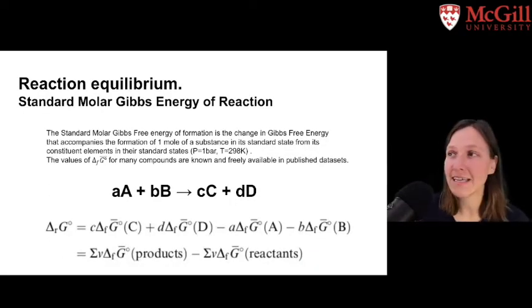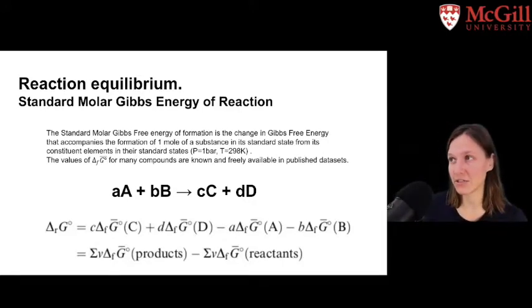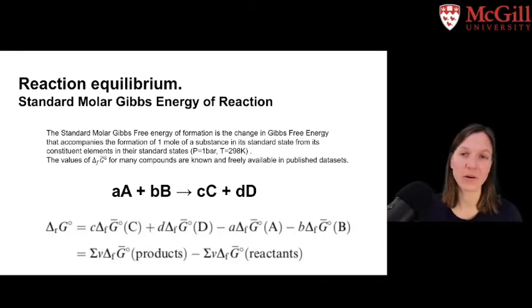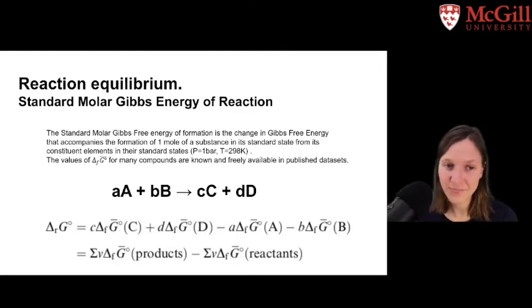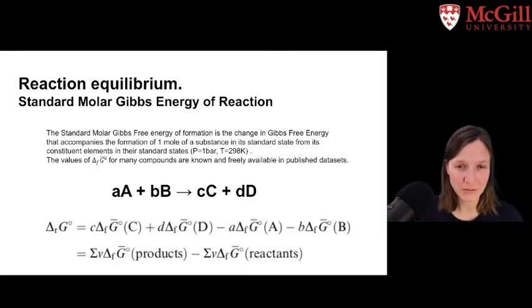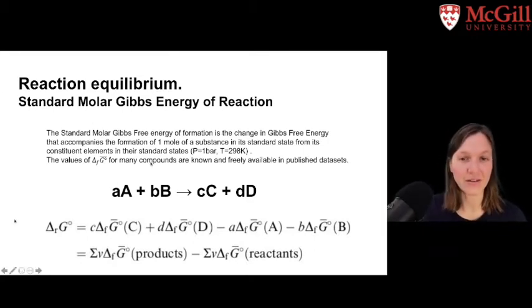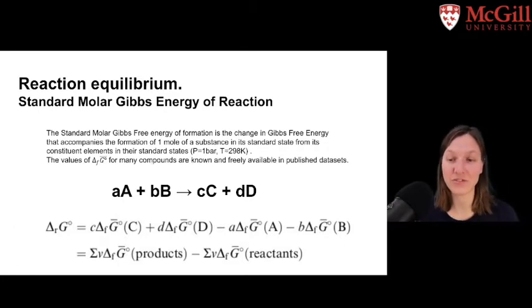All right, so let's see how the standard molar Gibbs free energies of reactions are found from standard molar Gibbs free energies of formation. The standard molar Gibbs free energy of formation is the change in Gibbs free energy that accompanies the formation of 1 mole of substance in its standard state from its constituent elements in their standard state, meaning pressure is 1 bar and temperature is 25 Celsius or 298 Kelvin. The values of the standard molar Gibbs free energy of formation for many compounds are known and freely available in published datasets, for example, in the back of our textbook.